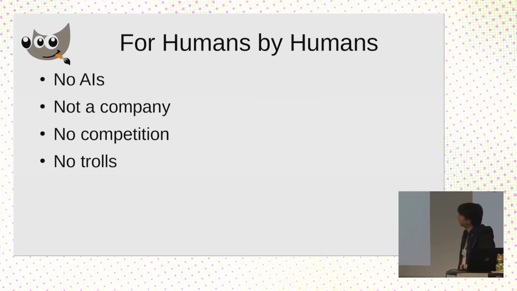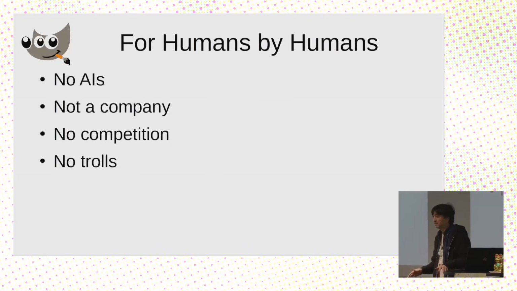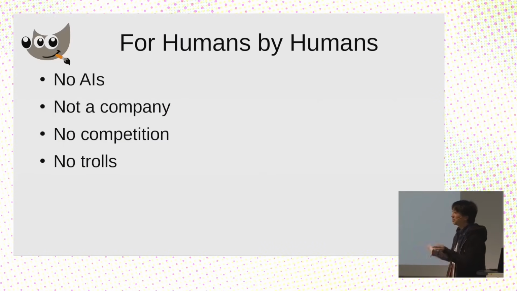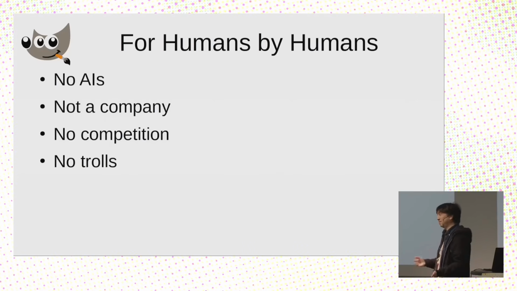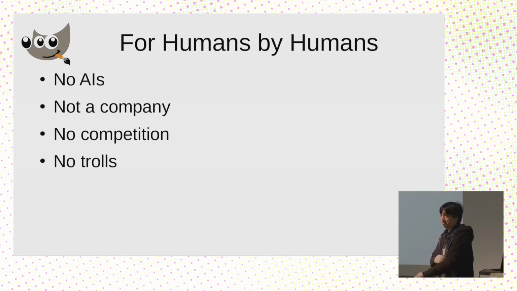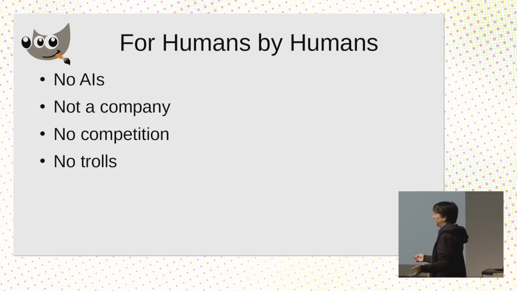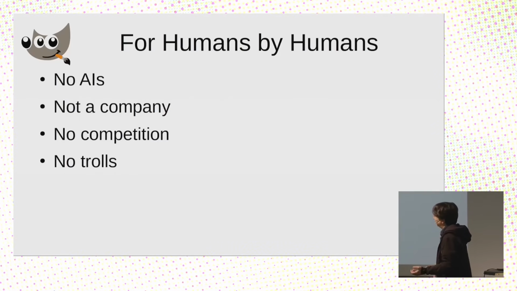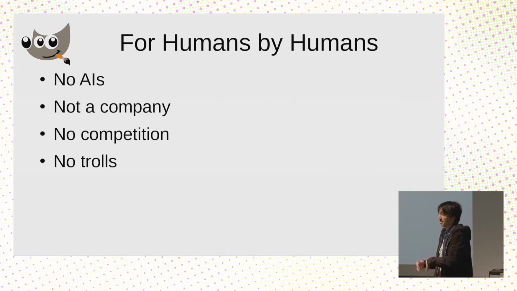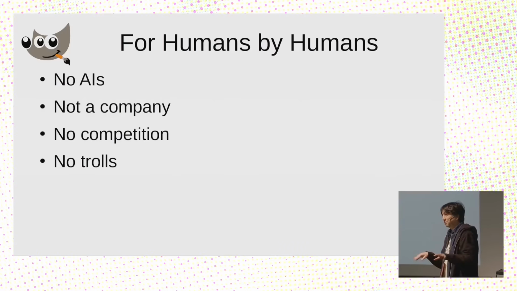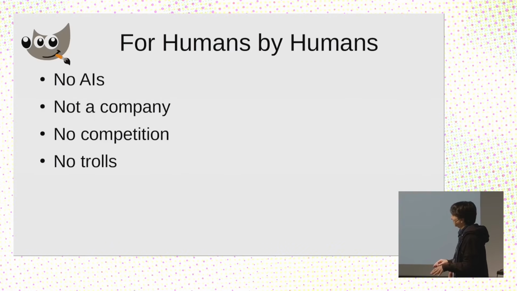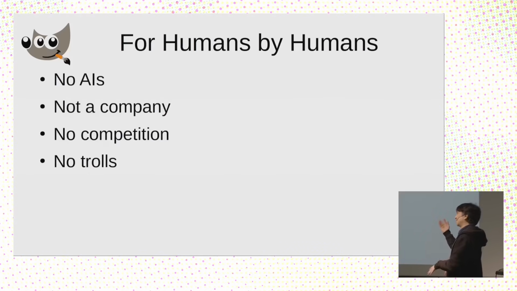So yeah, GIMP is really for humans and by humans. And so no AI, and it's not a company. We don't want to become a company, because a lot of software projects start to become a company at some point when they say, oh, let's make money, or we want to make a living. It's very good for the people who want to make a living with their code in GIMP, but we want to do it the way we think is right.